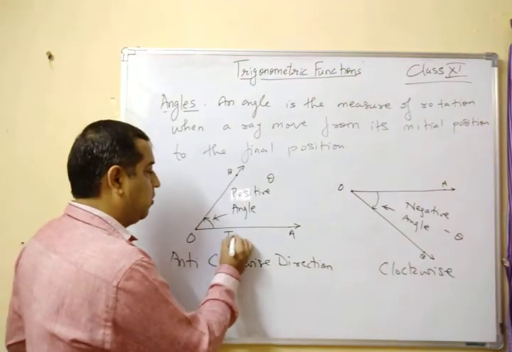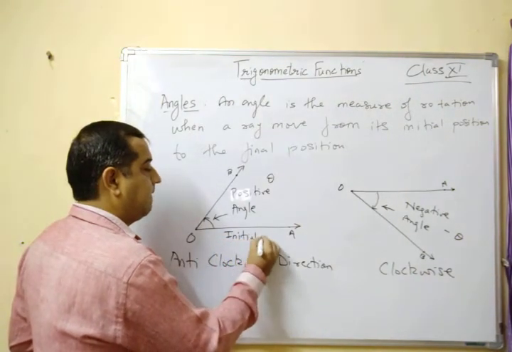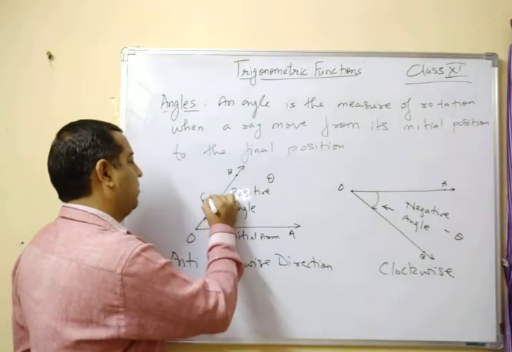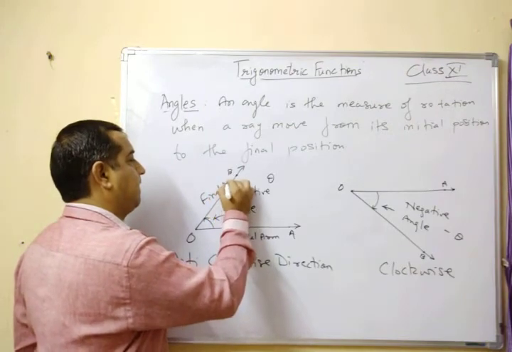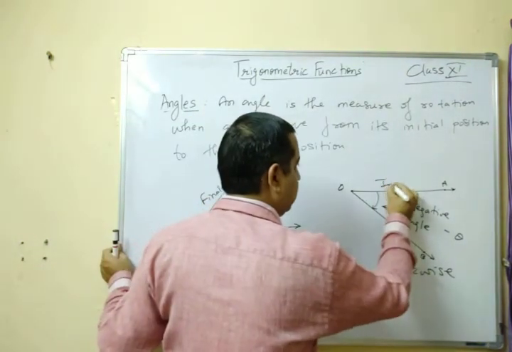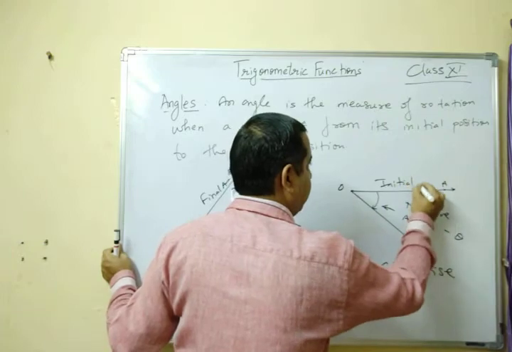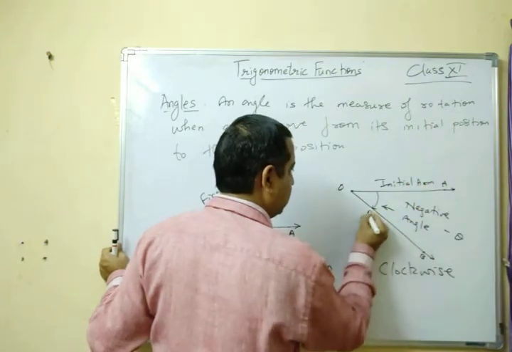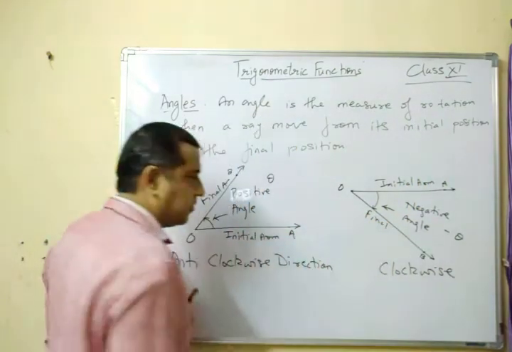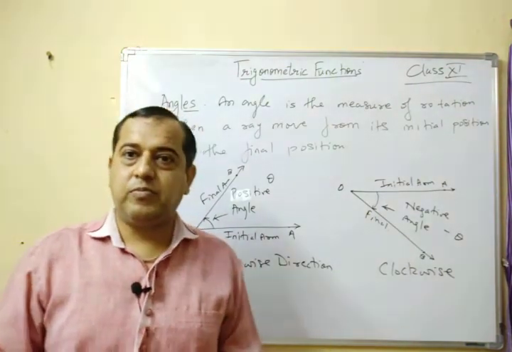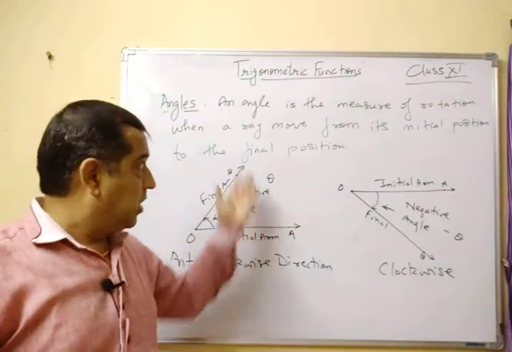Okay, this is called the initial arm, this is called the final arm. In this case, this is the initial arm and this is the final arm. Okay, clear? Now this is what an angle is.